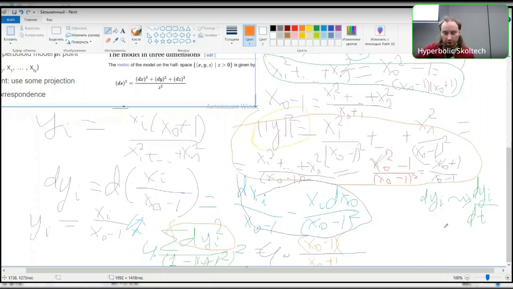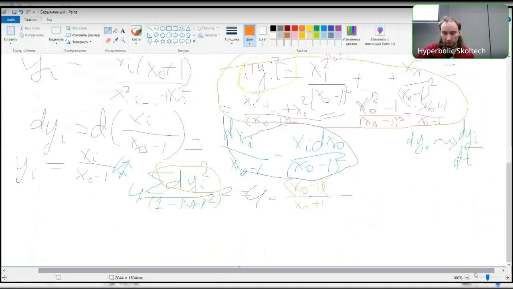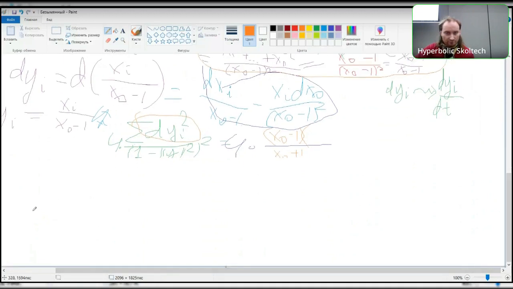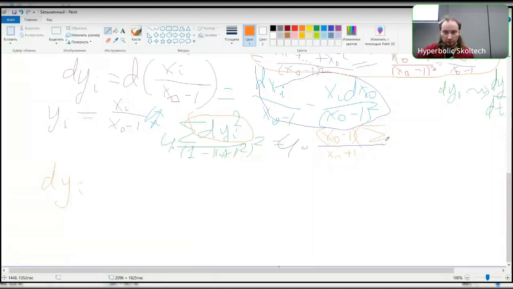Okay. Let me compute first. Let me put this as the sum of dy squared. So let us compute dy squared. This is dxi squared divided by x0 minus 1 squared, plus xi squared dx0 squared divided by x0 minus 1 to the fourth power, and minus 2 xi dx0 dxi divided by x0 minus 1 cubed. Okay, and then we need to sum this up.